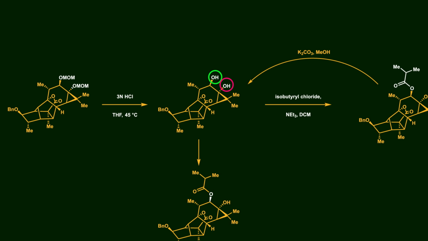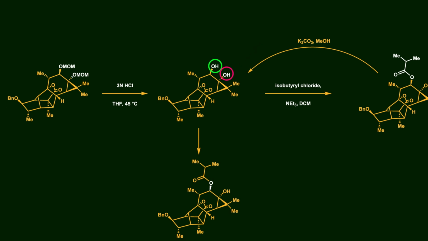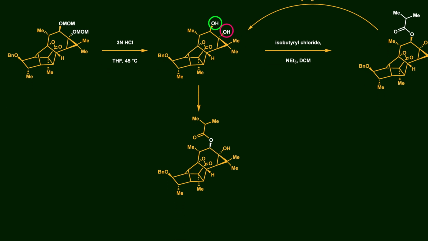Then they underwent selective esterification. According to the previous reports, the hydroxy group adjacent to the cyclopropane ring is more reactive than the other. However, in this case, the opposite hydroxy group was more reactive, making the chemoselective esterification a challenging step. In most cases, esterification of this hydroxy group was dominant, and a double esterification product was not found.